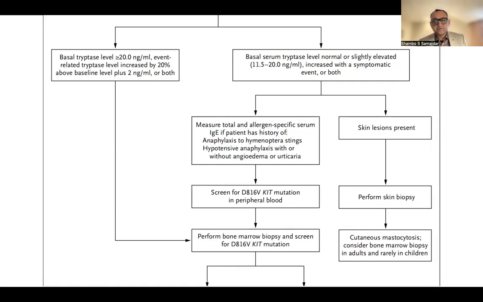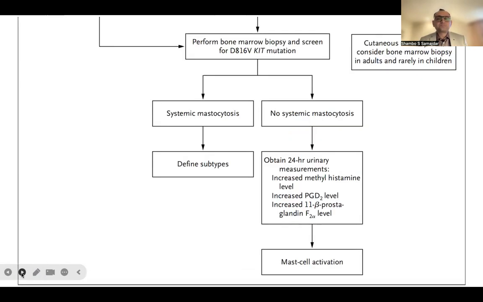If skin lesions are present, do the skin biopsy, and if we find cutaneous mastocytosis from the skin biopsy, then consider the bone marrow biopsy in adults, and the bone marrow biopsy is rarely required in children. So after having the bone marrow biopsy and screening for the D816V KIT mutation, we can understand whether this is a systemic mastocytosis or not a systemic mastocytosis.